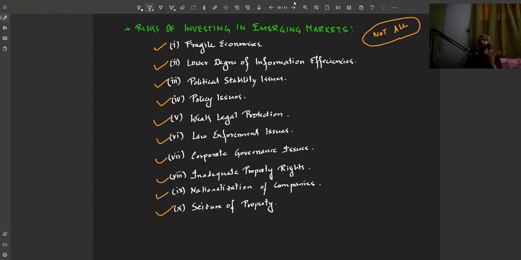So these factors have to be taken care of. Questions need to be asked on each of these points: are these things happening? Is there a scope of this thing happening in the future? All these things have to be taken into account when you are trying to invest in emerging markets. Again, not all the markets are going to be like this, but certain markets might be. So better check out all these points when you are making your investments.